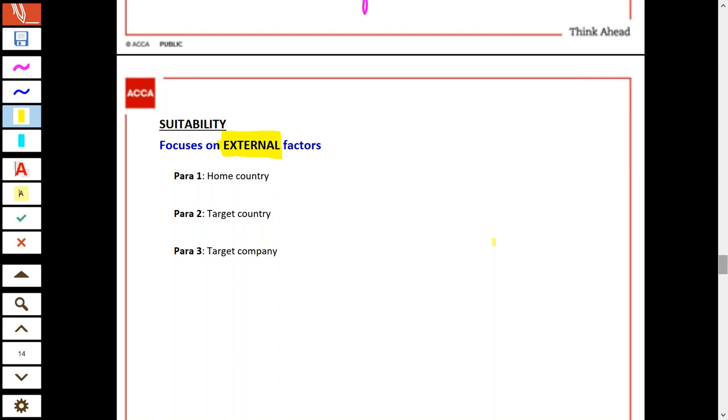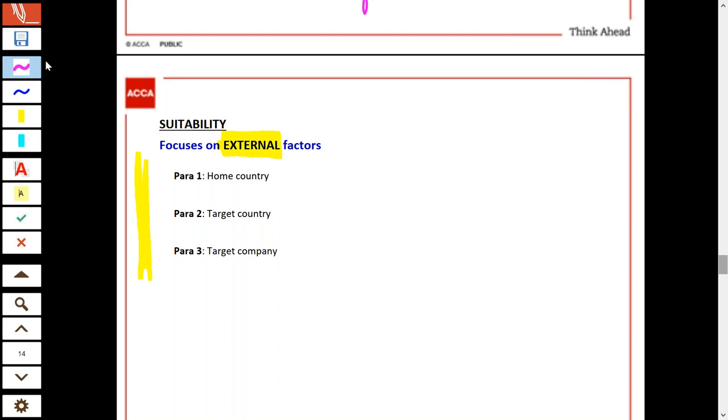Now, in case of an acquisition question, let me make your life simple. Just give 3 paragraphs under suitability. Okay, the first paragraph should talk about the home country. Home country means where you are currently based in. The second paragraph will talk about the target country, which is in case you are acquiring a company in another country, then you will give some facts and figures, external facts and figures about the target country. And the third paragraph will talk about the target company, whichever company you are thinking of acquiring, whatever information is provided, you reproduce that. So I want to see 3 paragraphs under suitability. One on home country, one on target country, one on target company.